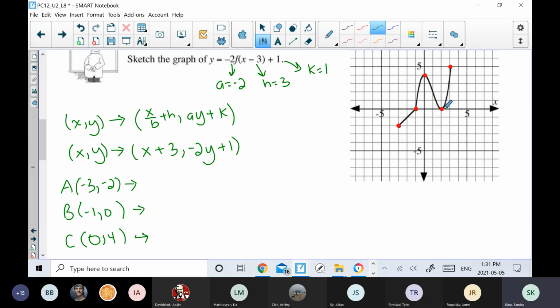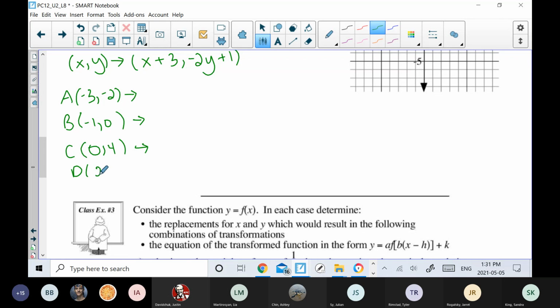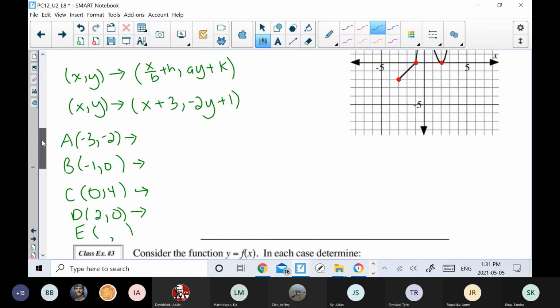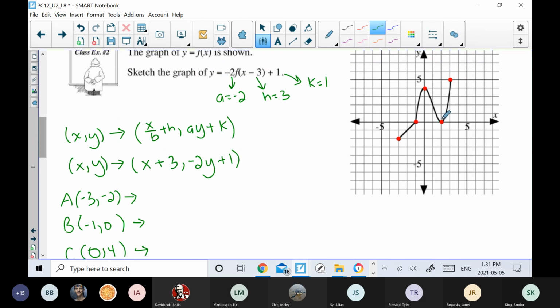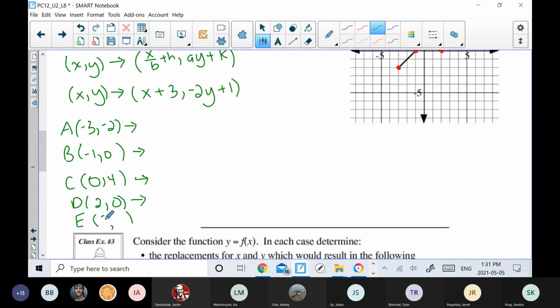D, X is 2, Y is 0. And E, X is 3, Y is 5. Okay, you could do it in your head or you could write it out. I am okay with whichever you do.